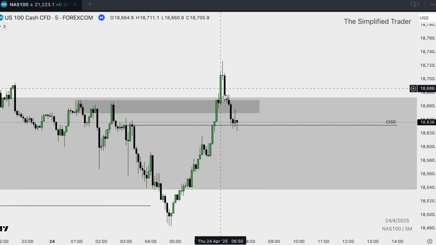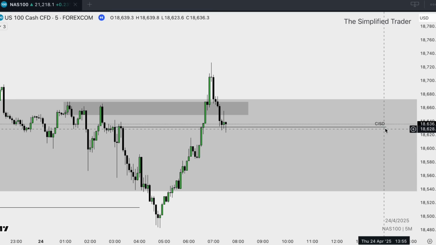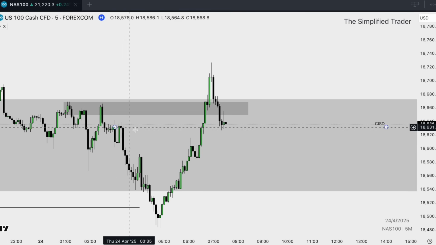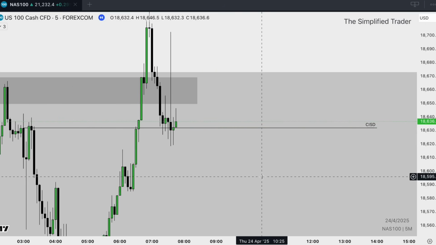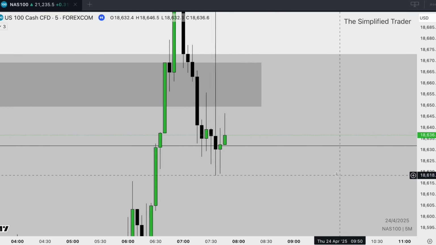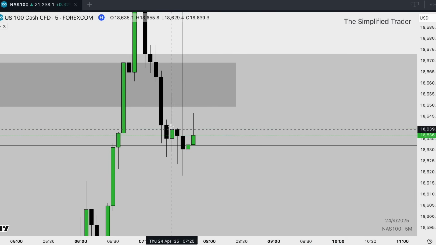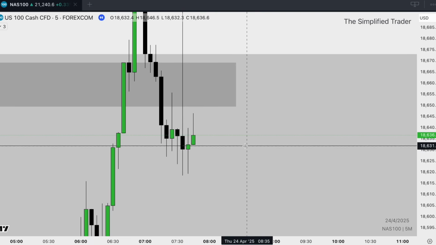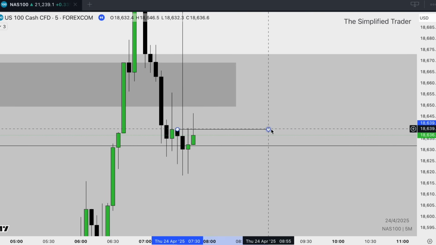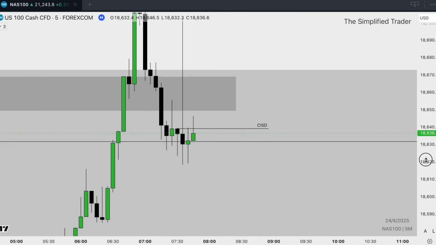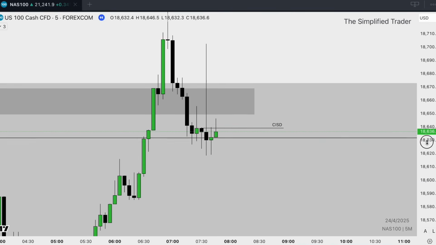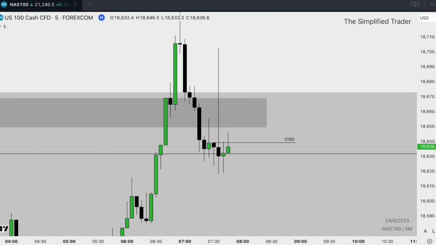We can see that we hit our 1 hour change in the state of delivery here, and now we can simply wait for a new bullish order block to form on the 5-minute time frame. When does an order block form? If we look at price action here on the 5 minute, we have two down close candles that trade into our 1 hour order block. As soon as we close above those two down close candles, that becomes a new order block, but just on the 5-minute time frame.